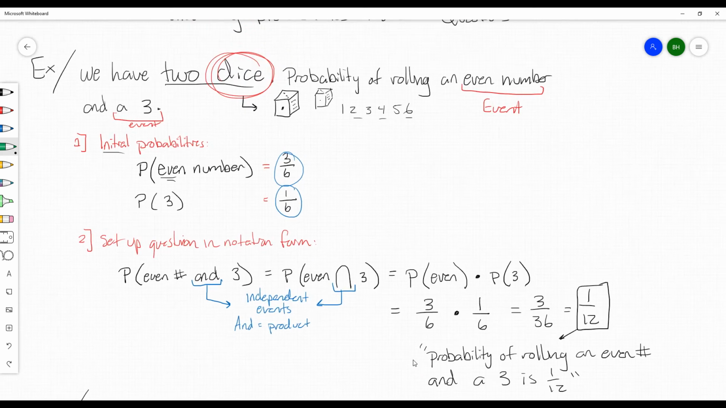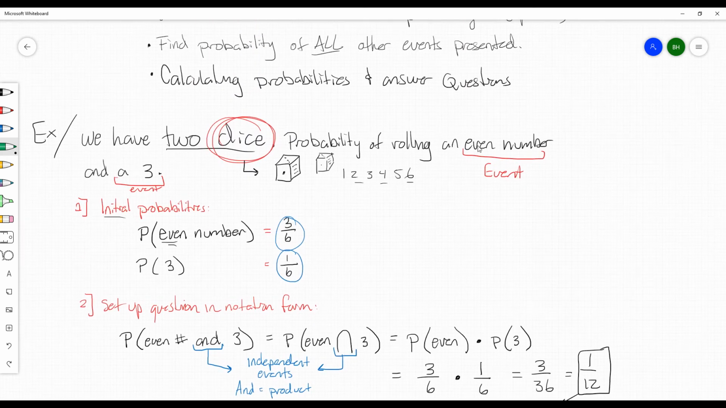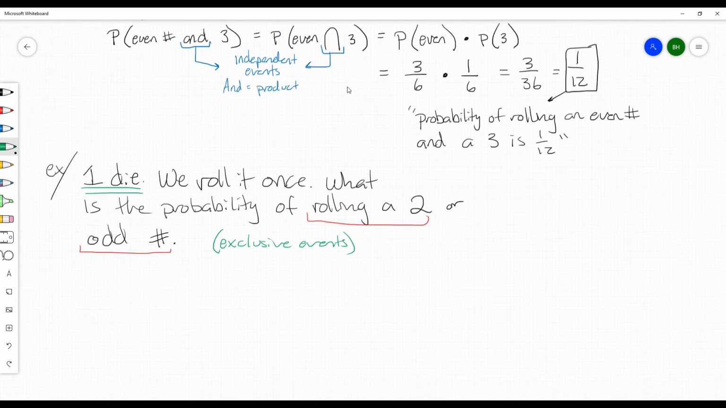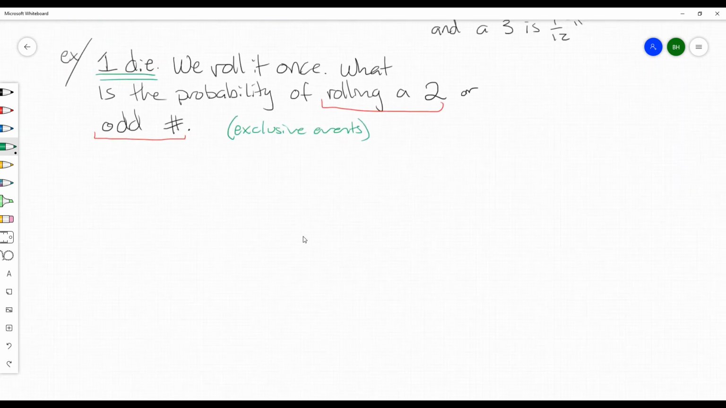The situation above here, rolling an even number and a 3, those are also exclusive, but since we have two dice, they become independent because they both can happen at the same time. So down here, because these are exclusive events, we've got to go about this differently. So let's start again with our initial probabilities.